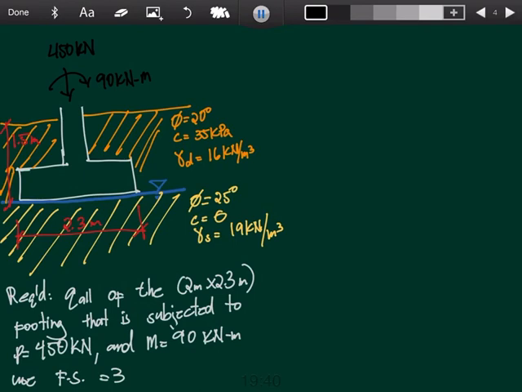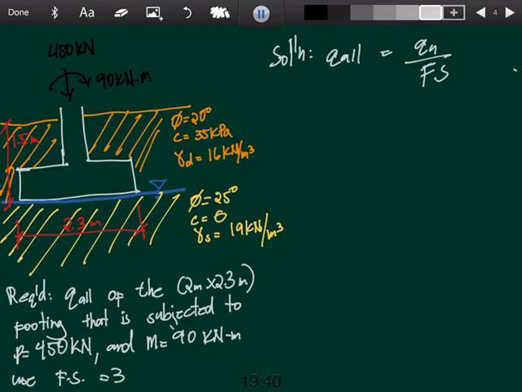So, how are we going to get the allowable bearing capacity of this one? Solution: the allowable bearing capacity is equal to QU over factor of safety. So, how do we get the QU of this? It is eccentric loading.